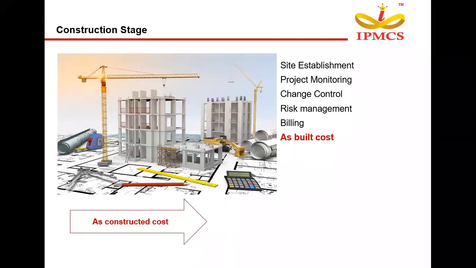And as site execution will be going on in this stage, a billing engineer will be calculating the actual executed quantity, and he will bill the material cost with the present market rates. So at this stage, the cost which is calculated is called the as-built cost or the as-constructed cost. At any stage of the project, this as-constructed budget of a project shouldn't exceed the R1 or the detailed budget which we saw in the pre-construction stage.